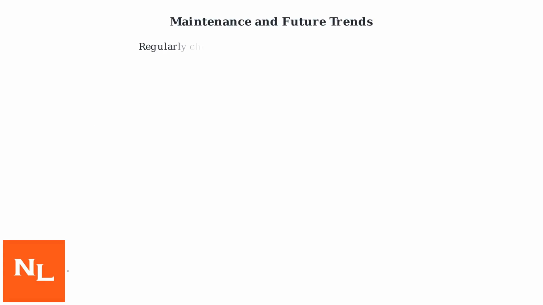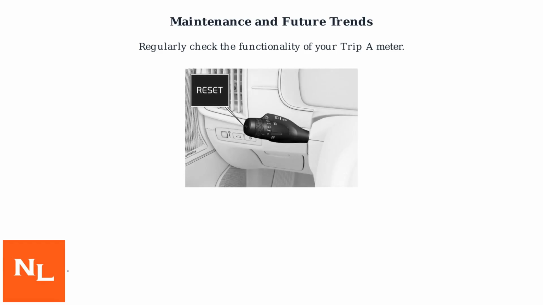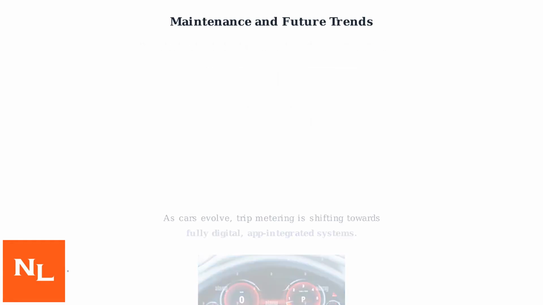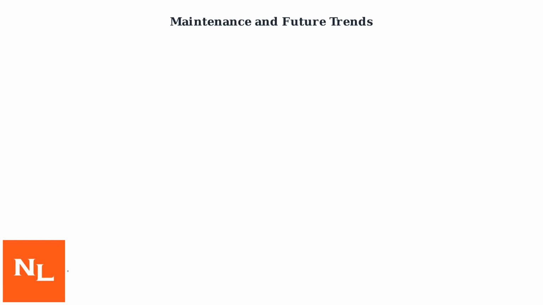For ongoing maintenance, regularly check the functionality of your Trip A meter to ensure it resets properly. As automotive technology evolves, trip metering is shifting towards fully digital, app-integrated systems that provide more detailed insights. While the 2011-2016 Kia Rio III relies on manual button presses for resets, future vehicles will likely feature AI-driven analytics and automatic resets based on your driving habits.